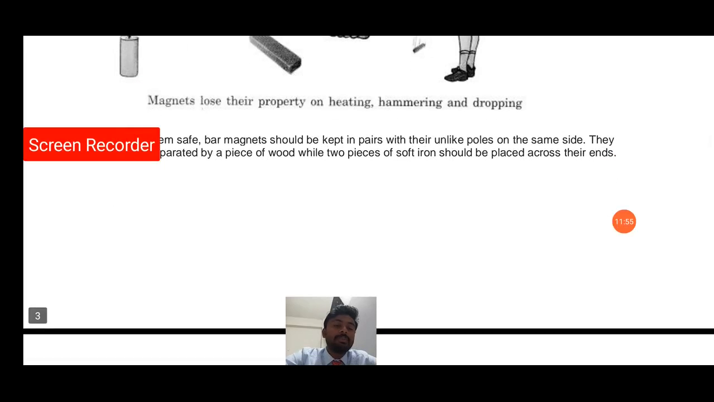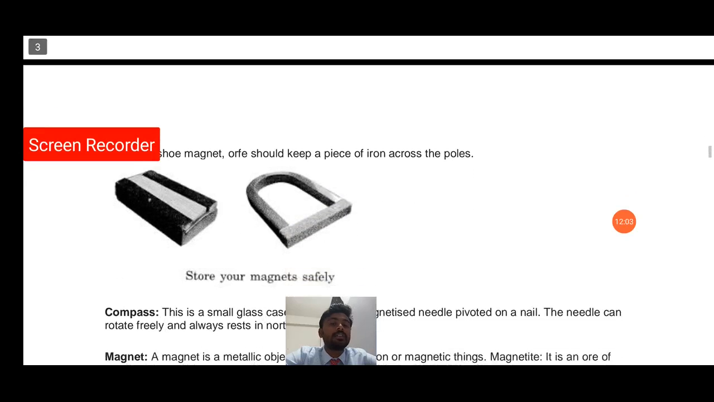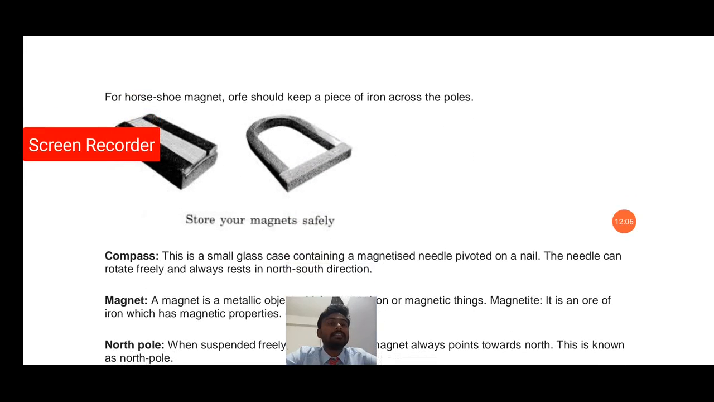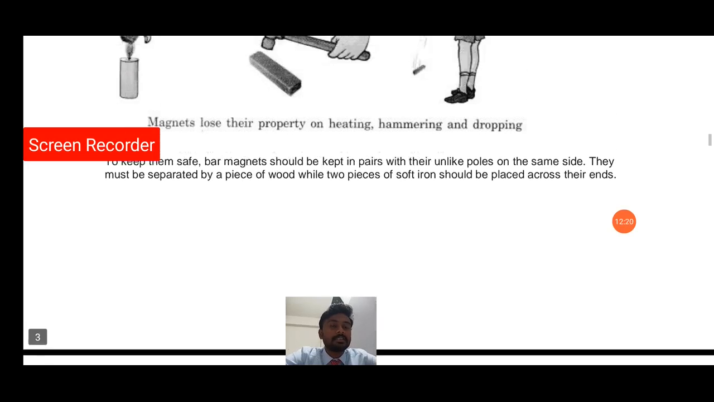Not in only one place, dear students, in each and every place we are using magnets. For example, I already told you about doors and some instruments, and also in your mobile, and in some electrical materials, we are using magnets.